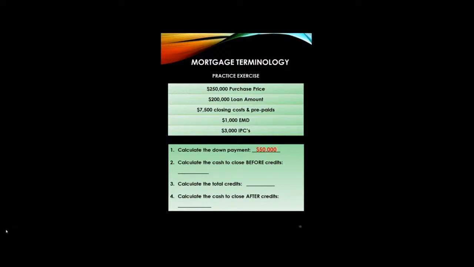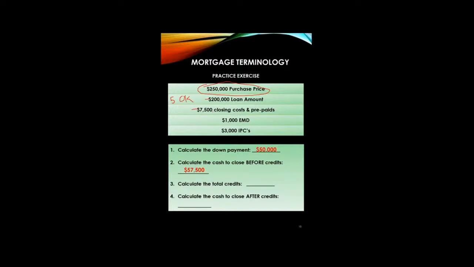Calculating the cash to close before credits, that's $57,500. Wow, where are we getting these numbers? Well, let's see if we could utilize my pen. So we have the purchase price here, and then we have the loan amount, and we have our closing costs. But remember, the borrower has put $50,000. So if you've got $50K, and then this $7,500, add them up together, you're at $57,500.